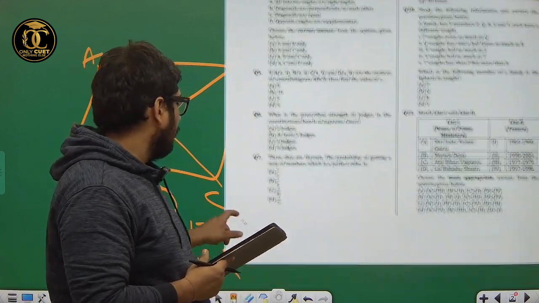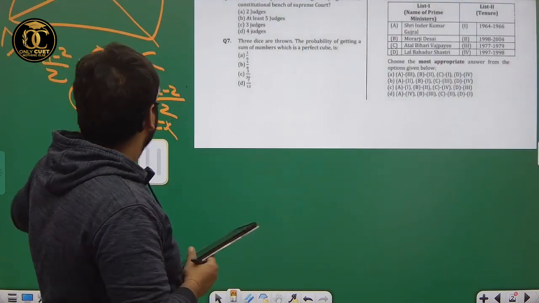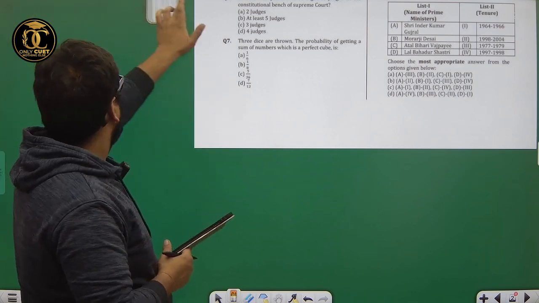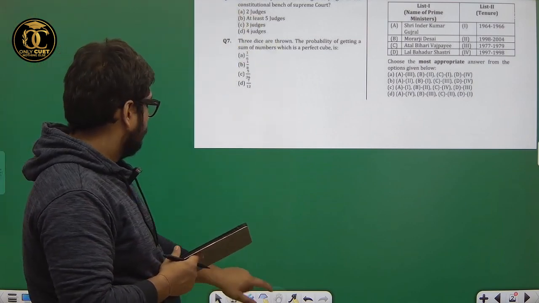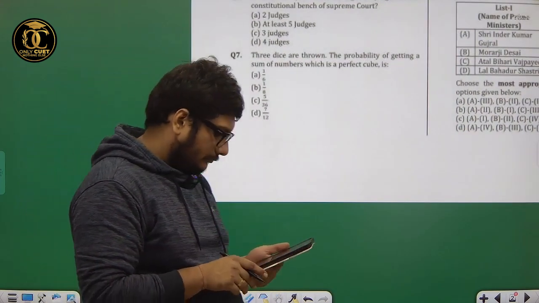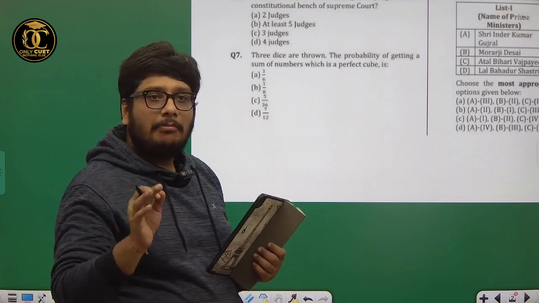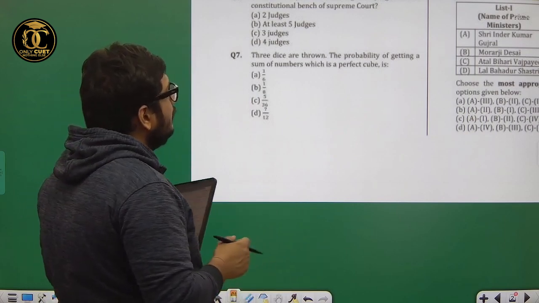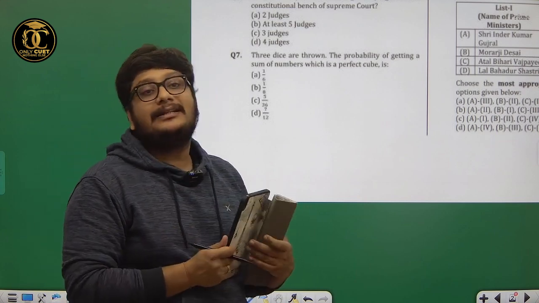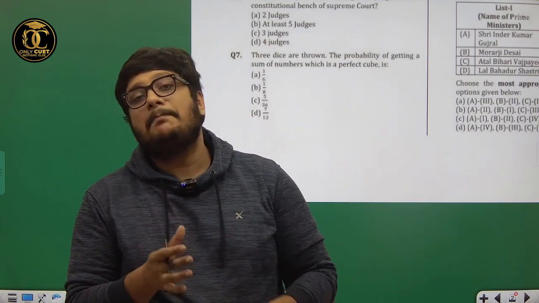Question number 7, talking about probability. Okay. Question number 7, it talks about probability. Let us understand what it says. 3 dice are thrown. The probability of getting a sum of numbers which is a perfect cube. Now we have to find which options can give us the sum of numbers as a perfect cube.